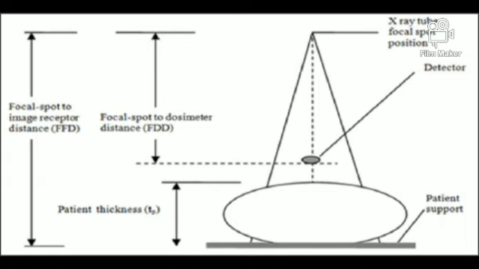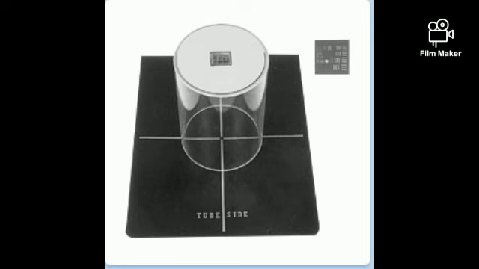So let's move on. Now you can see here, this is our focal spot size measuring tool, and what we require is an acrylic cylinder and a non-screen cassette. What is the type of cassette? Non-screen cassette. And let's move on.